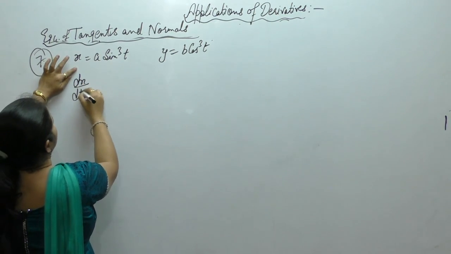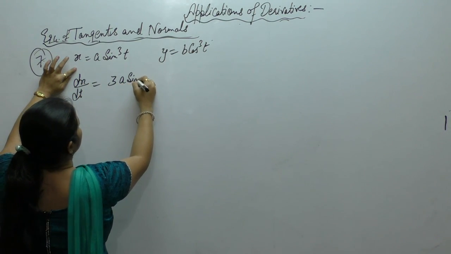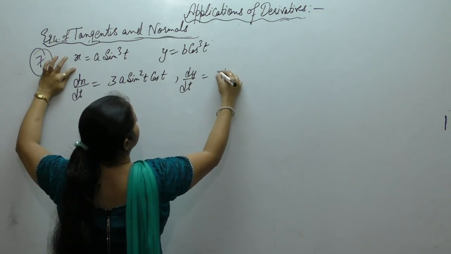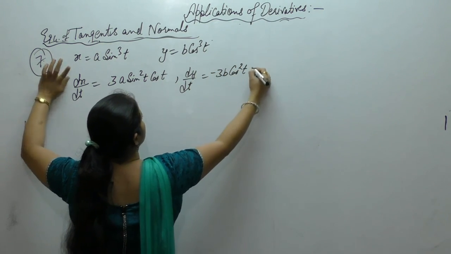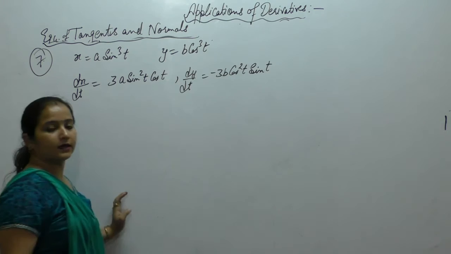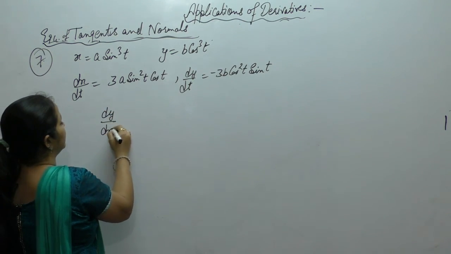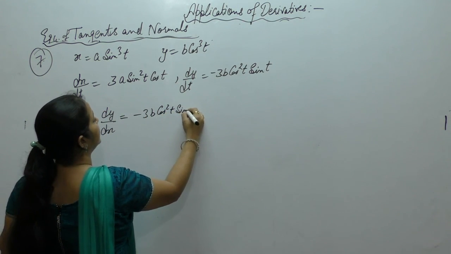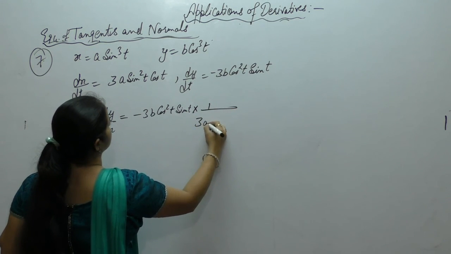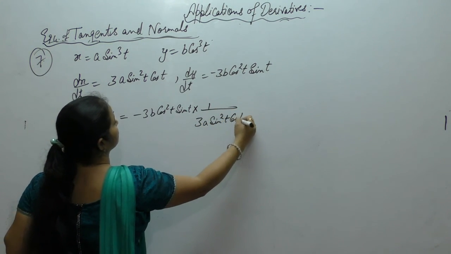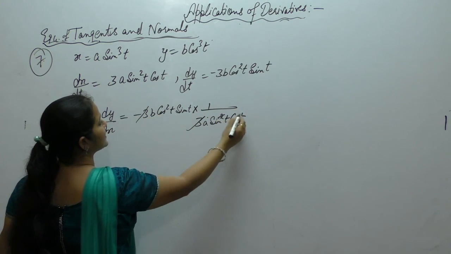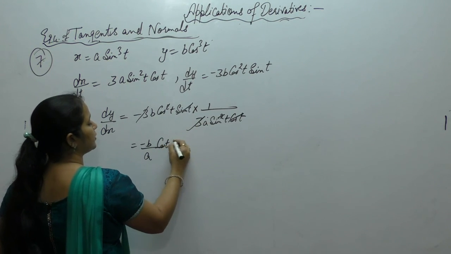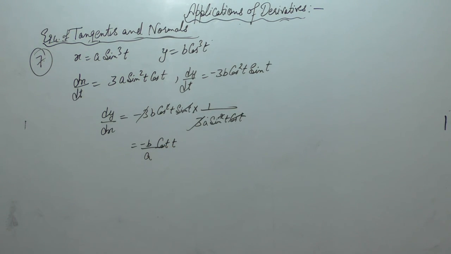Now dx upon dt: derivative of sine cube is 3a sine square, derivative of sine is cos, so 3a sin square t cos t. dy upon dt: 3b cos square t, derivative of cos is minus sine. Now dy upon dx is equals to dy upon dt into dt by dx. 3 will cancel, 1 sine and 1 cos cancel, so minus b upon a, cos upon sine, that is minus b upon a cot of t. Clear?